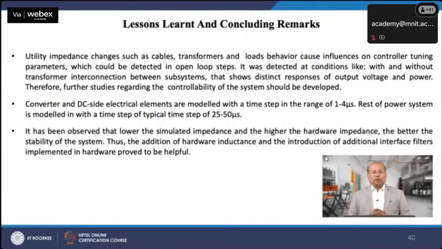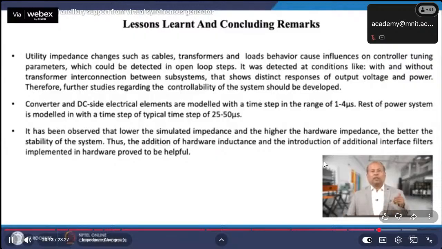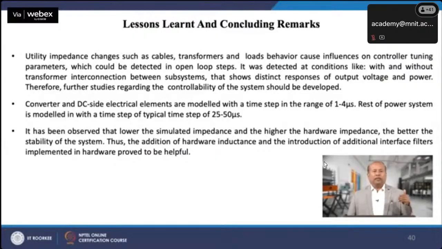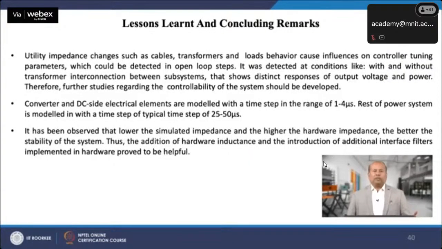Next, impedance changes such as cables, transformers and loads behavior influence controller tuning parameters, which could be detected in open loop steps. It was detected at conditions like with and without transformer interconnection between subsystems that show distinct responses of output voltages and power. Therefore, further studies regarding the controllability of the system should be developed.